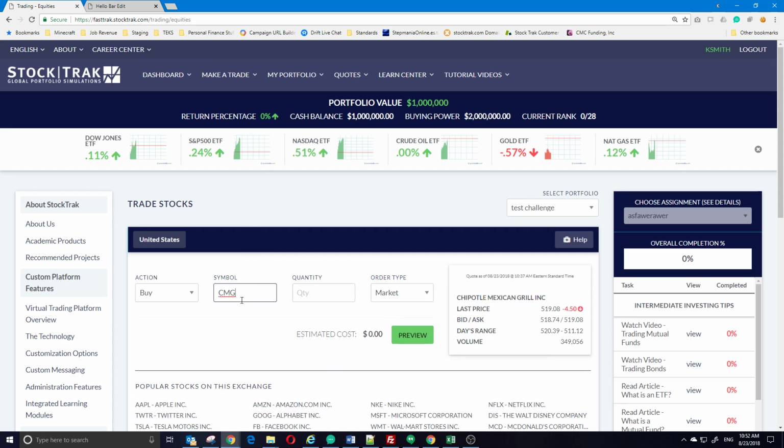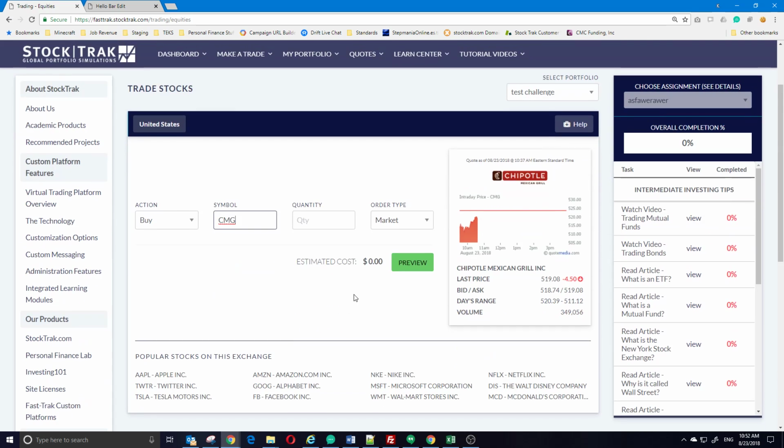Once you see it from the list, click it and you'll start loading a quote. This quote will include the logo of the company you're trying to buy and a performance chart showing you how this stock's price has been moving today. This chart is going to be red if this stock is losing money today. It's going to be green if it's making money today.